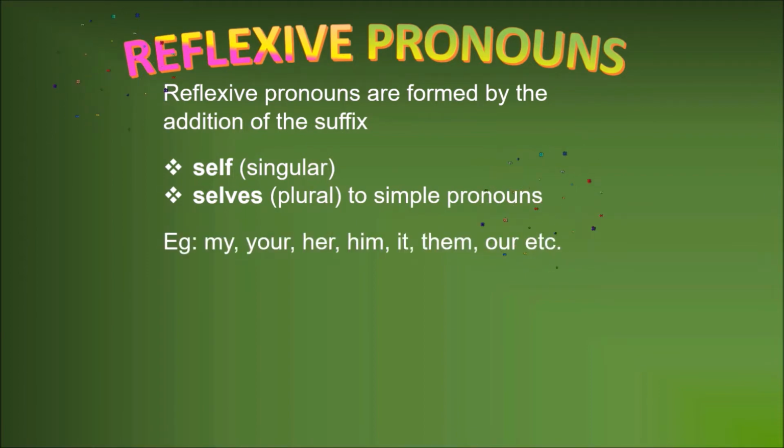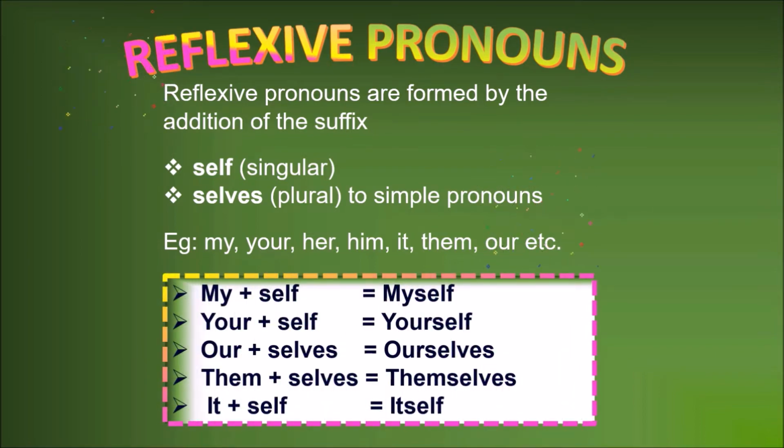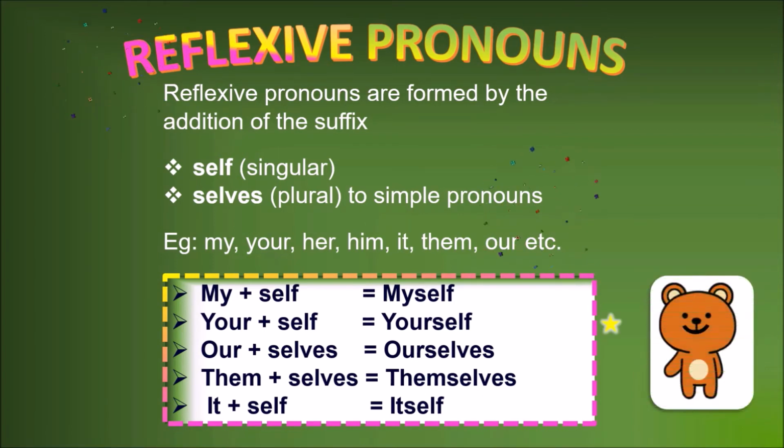Let's see some examples. The simple pronouns are my, your, her, him, it, them, our, etc. So with my, just add self. It becomes myself. Your plus self, yourself. Our plus selves, ourselves. Them plus selves, themselves. It plus self, itself. So if it is plural, we add selves. And if it is singular, one person, one thing, one object, self.